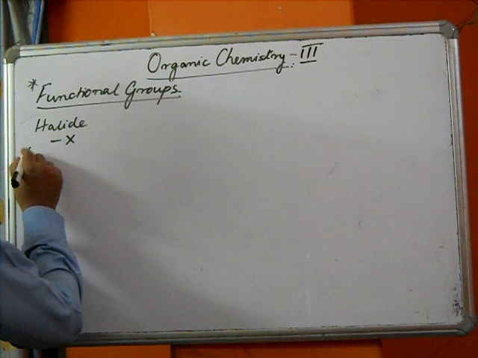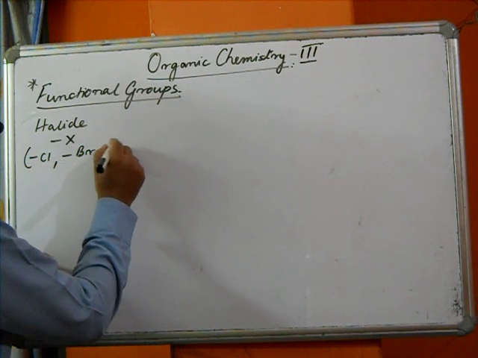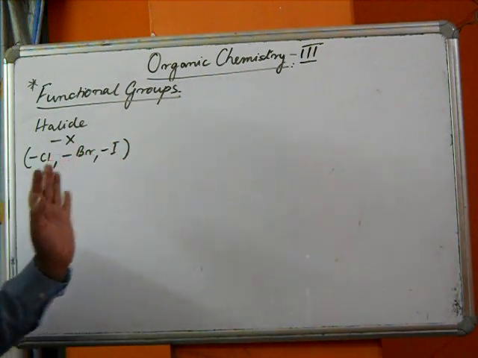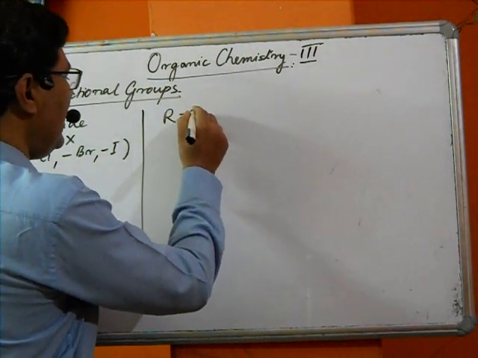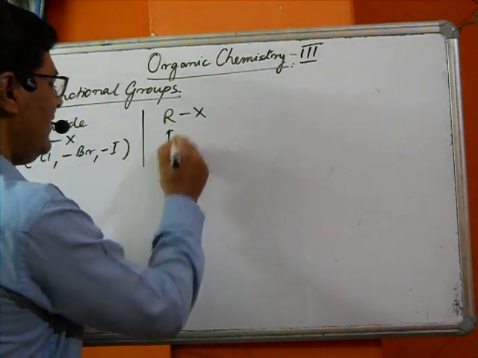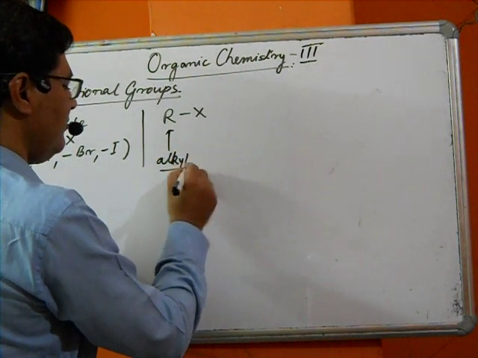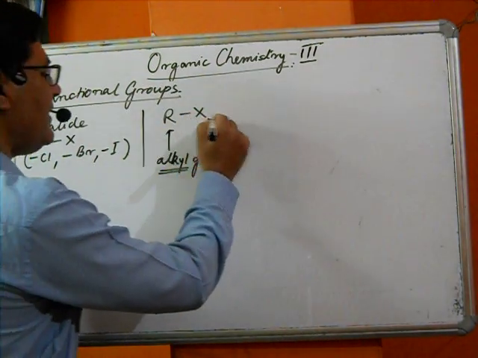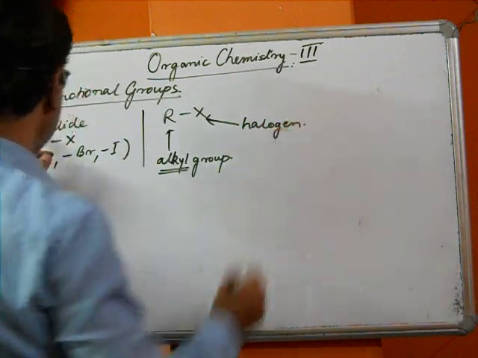Halide means what? Halogens will be there. Chlorine will be there. Bromine can be there. And iodine can be there. Chlorine, bromine, iodine has taken the place of the hydrogens. So they have got a general formula. What is the general formula? RX. Now what does this R mean? This R is the alkyl group. And X is what? The halogen.